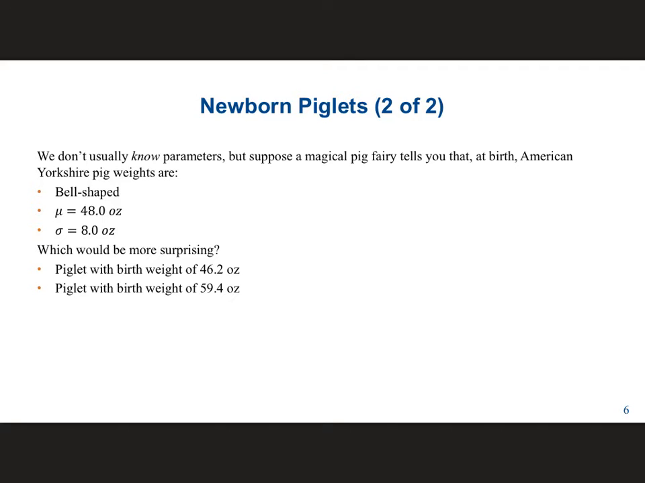Which would be more surprising, a piglet with a birth weight of 46.2 ounces or a piglet with a birth weight of 59.4 ounces? To answer this, we could convert each weight to z-scores and say that the furthest from the mean is more surprising, or we could calculate the probability of seeing a piglet with a weight at least as extreme as these and compare the probabilities. We will be doing that second approach in this chapter. So we are going to be looking at probabilities and comparing those.